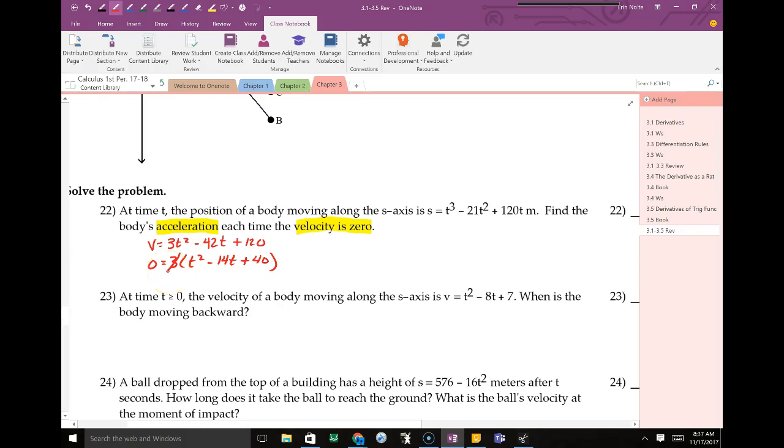Okay. Now what two numbers multiply to 40 and add to negative 14? 10 and 4. Okay. So t minus 10 and t minus 4. So the 2 spots when this function is stopped is at 10 seconds and at 4 seconds. Okay, but that's not the question. It says, what is the acceleration at that time?